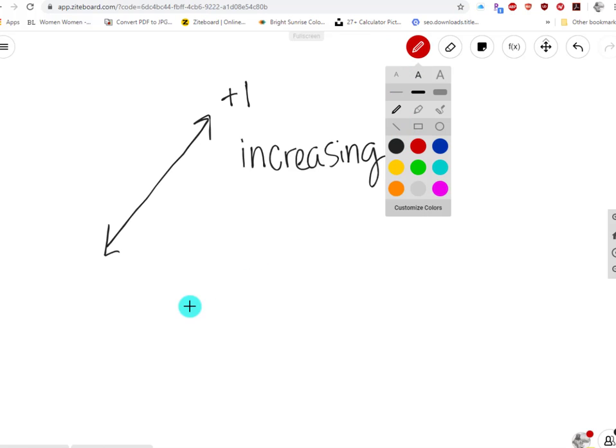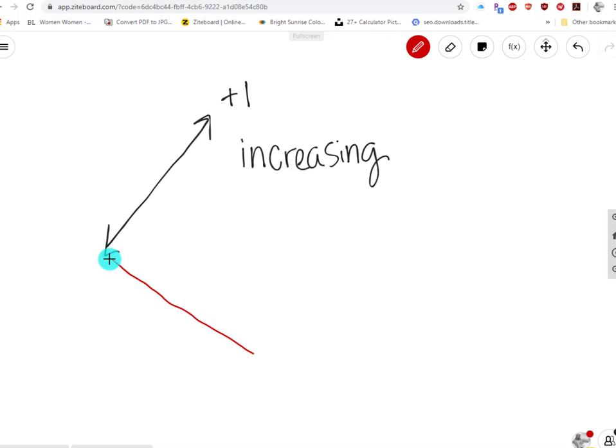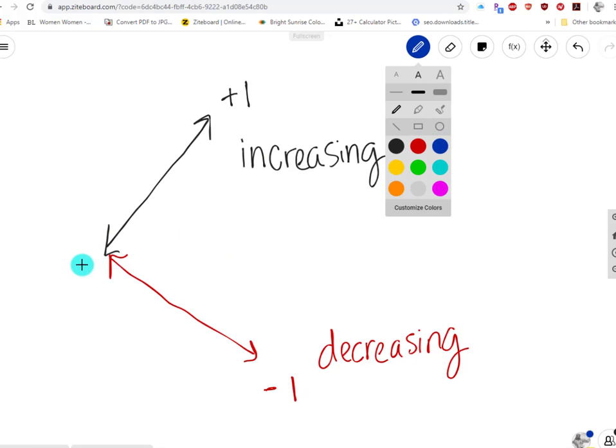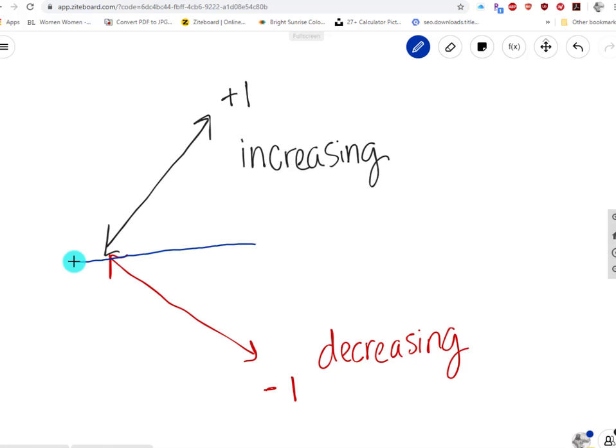In red, I'm going to make another line that goes this way. In this situation, I'm going to say that this line is showing that something is decreasing. Where this one was a perfect positive 1 line, this is a perfect negative 1 line. If we look at what is exactly in between the two lines, we can say that the number that is exactly in between positive 1 and negative 1 is 0.